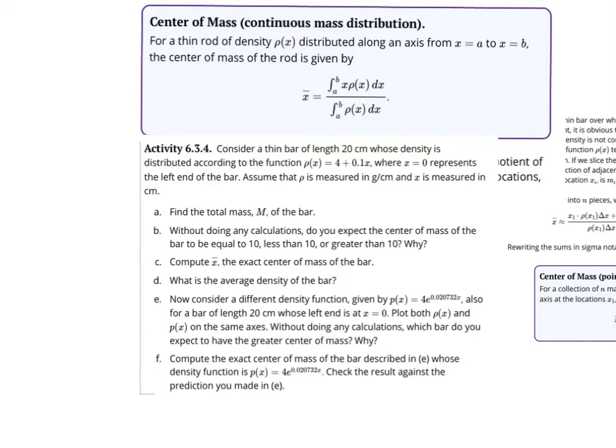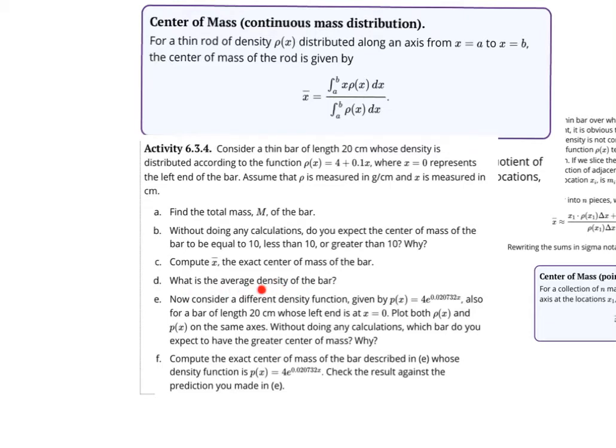For part B here, they're asking you, without doing any calculations, do you expect the center of mass to be equal to 10, less than 10, or greater than 10? Think about the behavior of this density function to help you answer that question. Then it says, for part C, compute x bar, which is the exact center of mass of the bar. In other words, you're going to use this formula exactly as is to do part C.